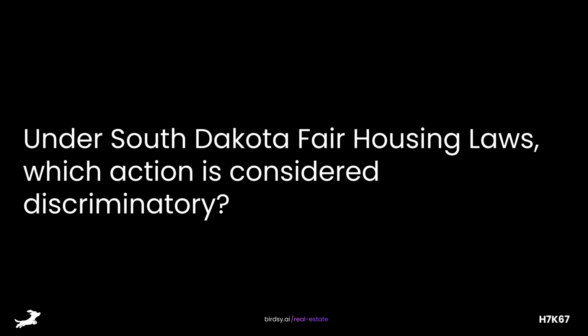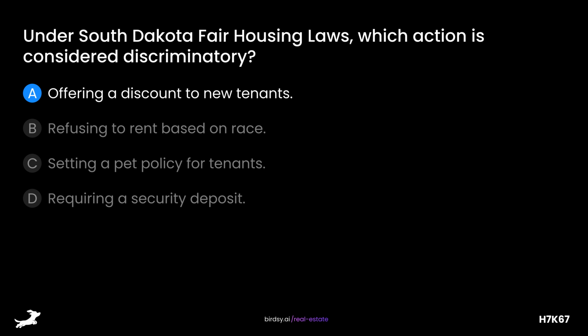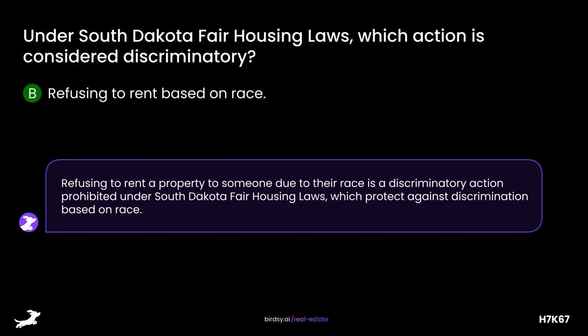Under South Dakota Fair Housing Laws, which action is considered discriminatory? Is it A, offering a discount to new tenants, B, refusing to rent based on race, C, setting a pet policy for tenants, or D, requiring a security deposit? The answer is B, refusing to rent based on race. Refusing to rent a property to someone due to their race is a discriminatory action prohibited under South Dakota Fair Housing Laws, which protect against discrimination based on race.